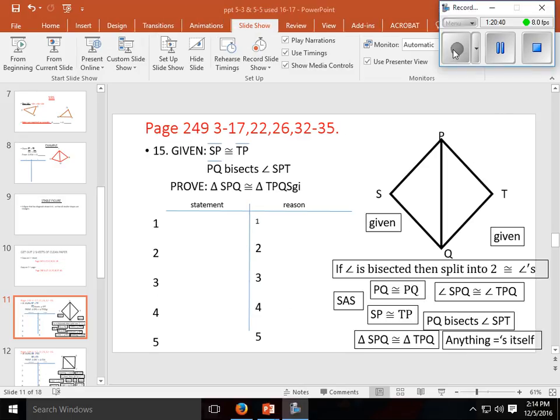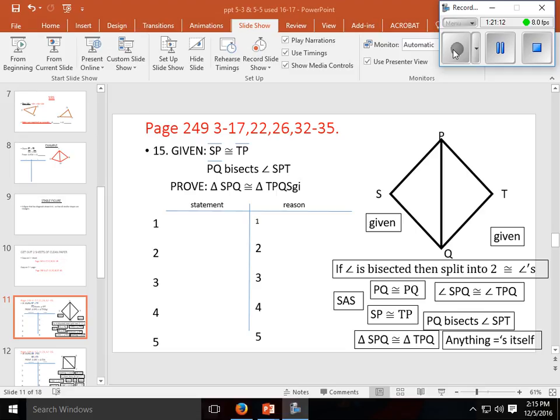The next thing we know, segment PQ bisects angle SPT. So this angle right here is getting something done to it. What's it mean to bisect an angle? Splits it into two equal angles, right? So name the two angles. If this angle is being split into two equal angles, name the two angles that are equal. SPQ, that's this angle right here. Everybody see that one? And TPQ. Are those angles in our two triangles?